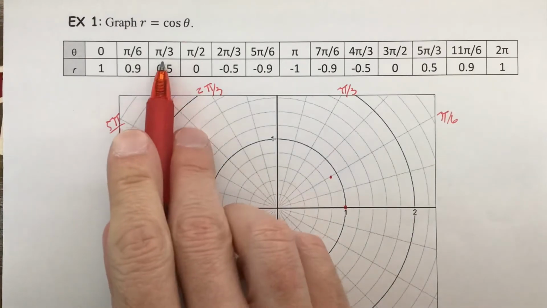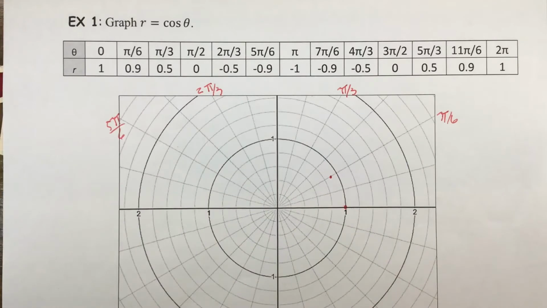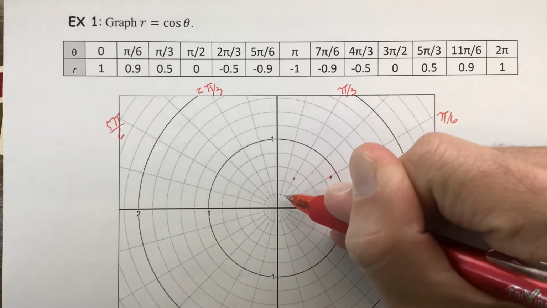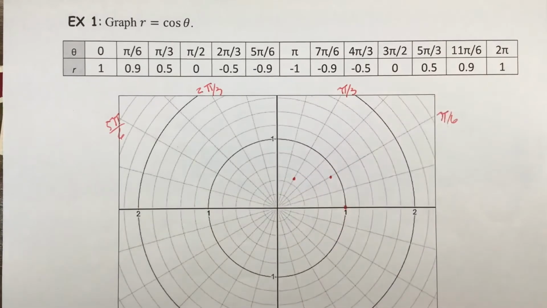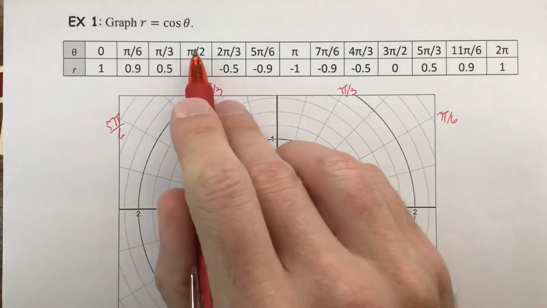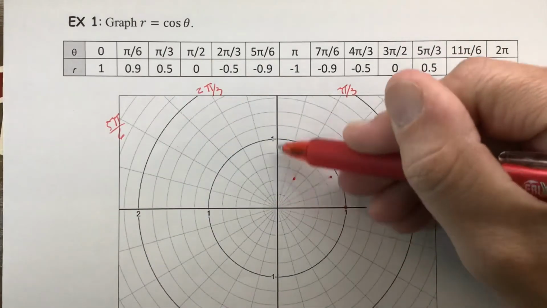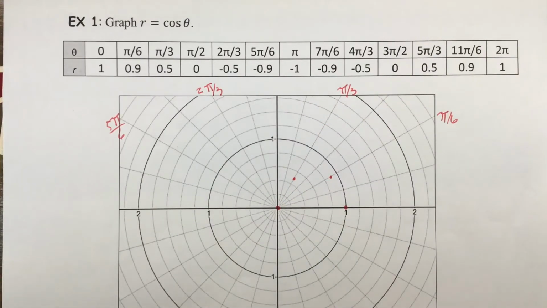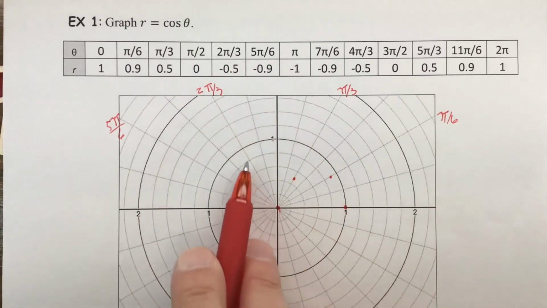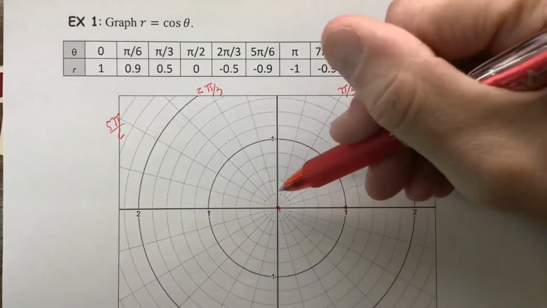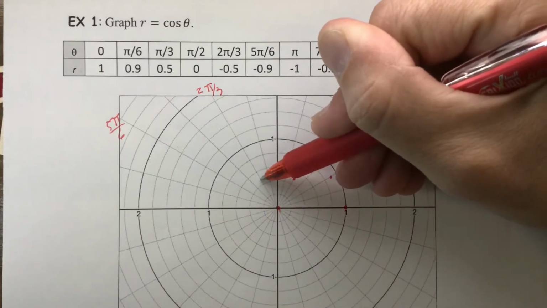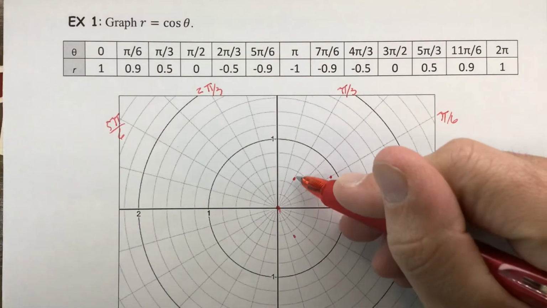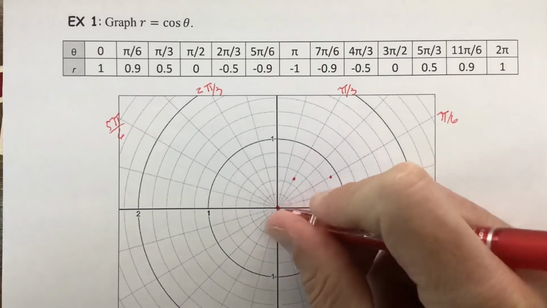Next, pi over 3 is going to be at 0.5. So that'd be here, and then this would be 0.5. At pi over 2, which is going to be the vertical here, that would be 0. We're actually at the origin for that one. And then over here, this will be a bit interesting. We get a negative 0.5. So instead of going out 0.5 here, we're going to need to follow that back in to here. It's actually going to be directly below that point that I had.